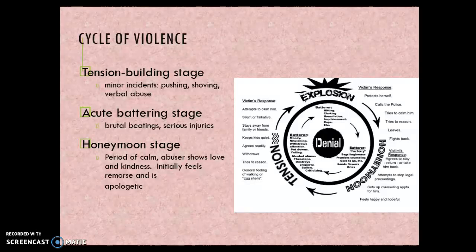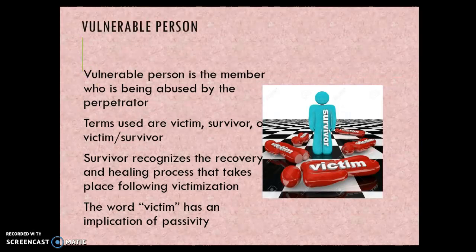And then there's the honeymoon stage. This is a period of calm. Abuser shows love and kindness, initially feels remorse and is apologetic, but soon after no longer feels those things. And then it just keeps going back through. Then it goes back into the tension building stage.